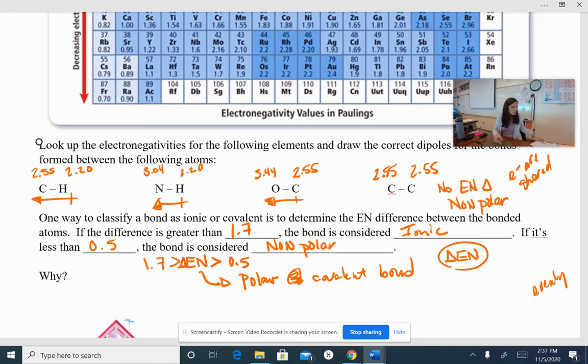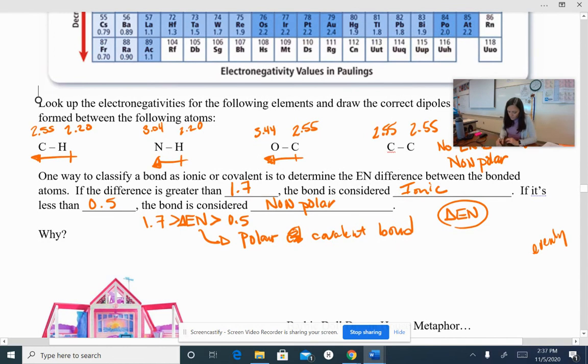Okay? So, when we look at this, let's practice some of these. If that difference in electronegativity is greater than 1.7, we assume, I shouldn't say assume, we know that the electrons are transferred.